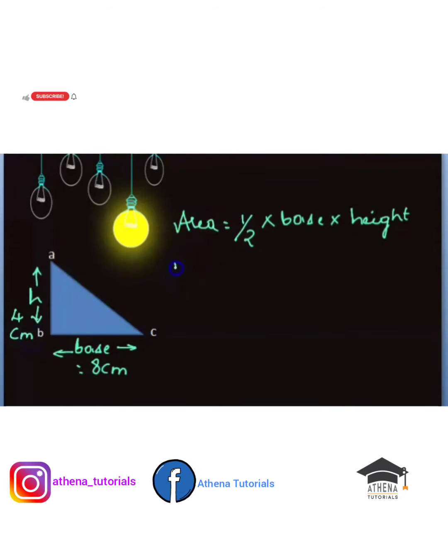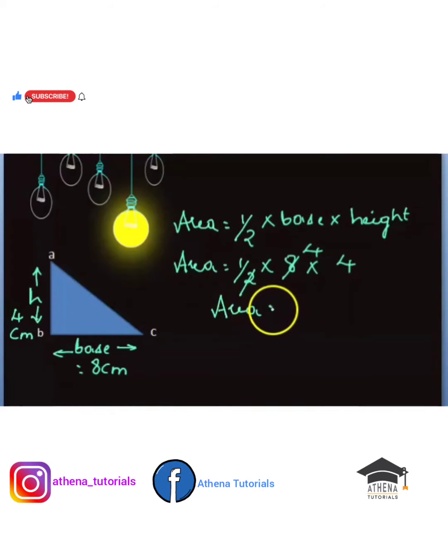To find the area, we need to substitute. So area is equal to half into base, which is 8, and height is 4. So 2 ones are 2, 2 4s are 8. So the area of the triangle is 4 4s are 16 cm square.